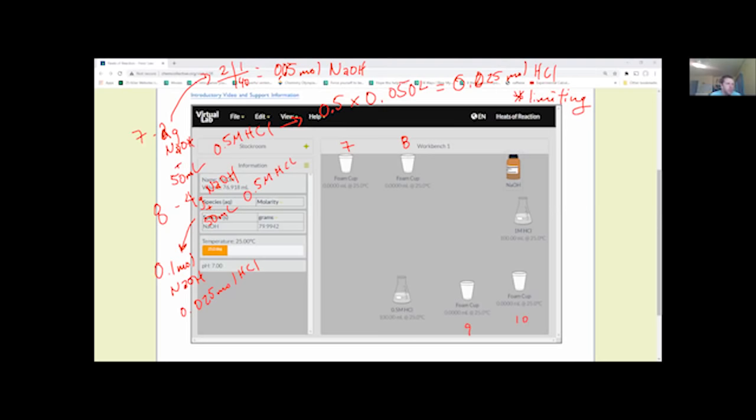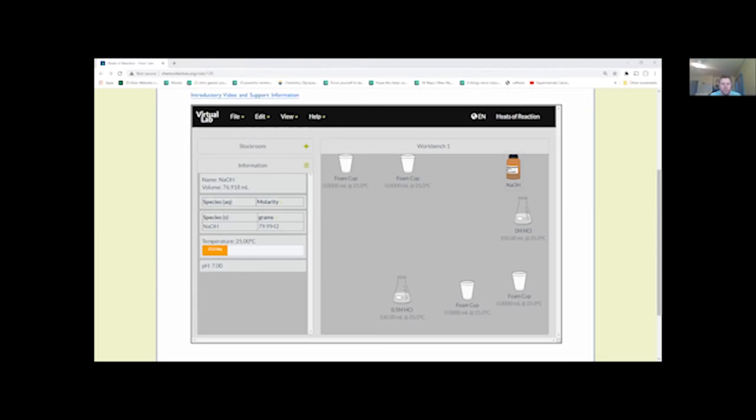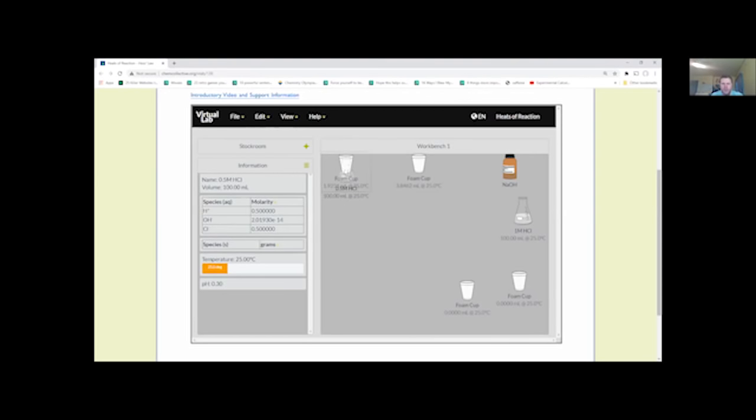Okay, now with that said, I'm going to clear my drawings here. In the foam cup over here on the left, which I previously labeled 7, I'm going to add 2 grams of solid sodium hydroxide. I'm going to put that right here. To this one, I'm going to add 4 grams of sodium hydroxide. Now I'm going to take my HCl solution and add 50 milliliters of that 0.5 molar HCl. Okay, I see a heat there. It goes up to 42.3 degrees Celsius.